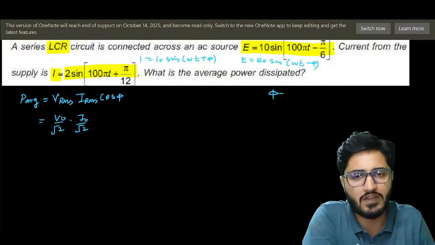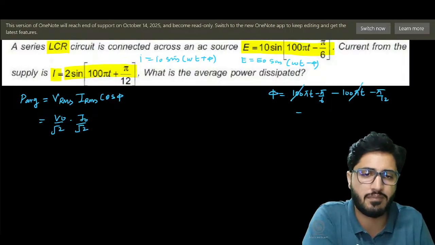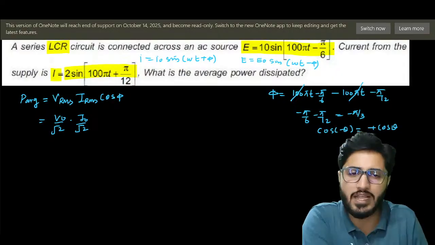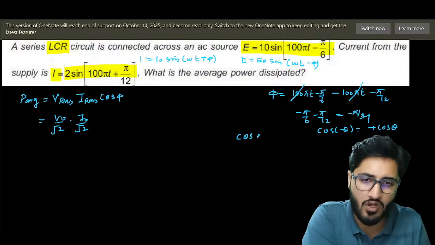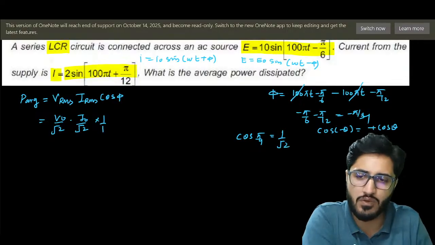What is phi now? Phi equals 100 pi t minus pi by 6 minus 100 pi t minus pi by 12. The 100 pi t cancels out. So it is minus pi by 6 minus pi by 12, which is minus pi by 3. And cos of minus theta equals plus cos theta, so I can write cos pi by 3. It is cos pi by 3, not pi by 4, which would mean 1 by root 2.